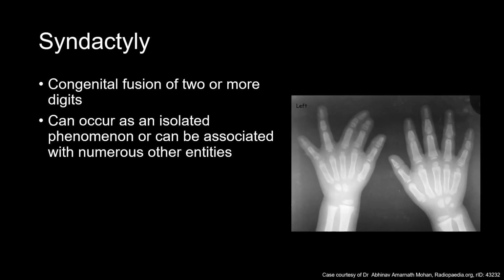Next, the hand, looking at congenital anomalies and normal variants. So this is an example of syndactyly. Syndactyly is the fusion of two or more digits within the hand or the foot. It can occur as an isolated phenomenon or be associated with other syndromes or conditions. Of note, syndactyly is a fusion of only the soft tissues, so the osseous structures will remain distinct, even though there is that soft tissue fusion.